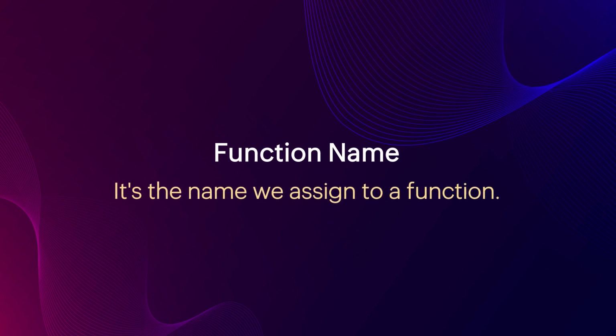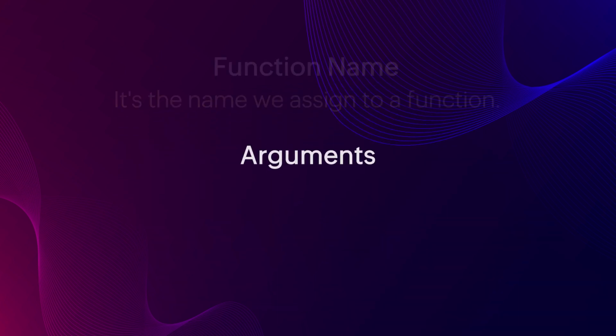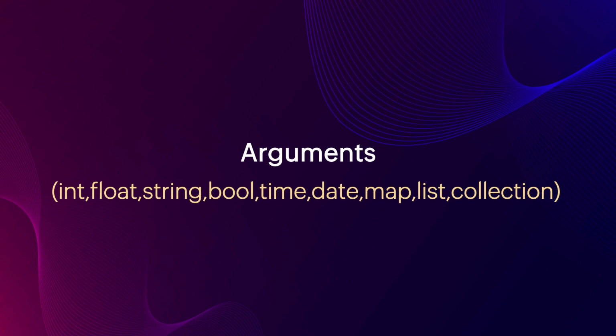Function name: it's the name we assign to a function. Arguments: arguments are the input values that we send into the function. These values can be of any data types like we mentioned earlier. We can also pass multiple arguments to a function at a time.